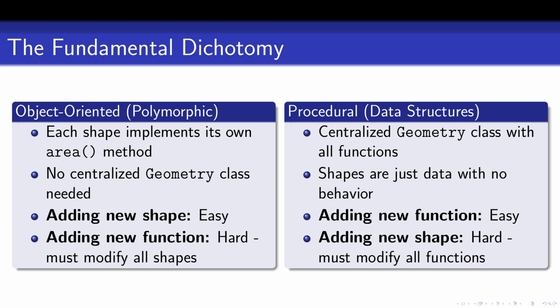This brings us to the fundamental dichotomy between these approaches. Object-oriented polymorphism decentralizes behavior, making new types easy but new functions hard. Procedural centralized logic flips that: new functions are simple, new shapes are a pain. Neither's inherently better. It's about what's likely to change in your system. Recognizing this split is key to picking the right tool.